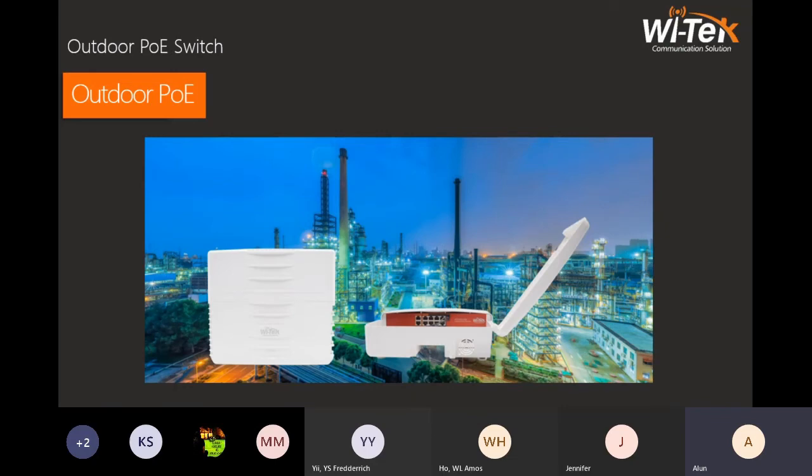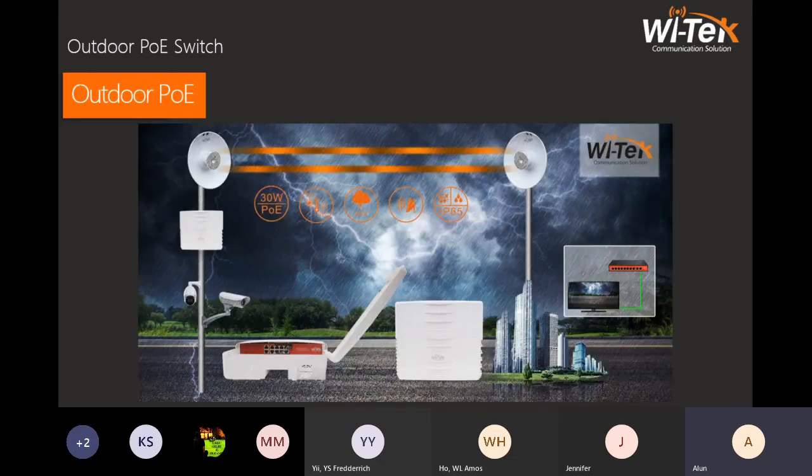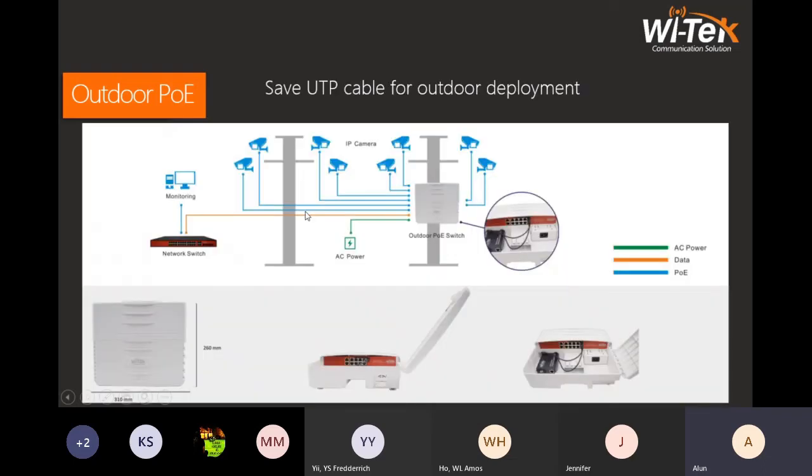And we also developed an economic outdoor PoE switch. The outdoor PoE switch is just like a switch, but it has a waterproof box, so it can be deployed on site. Even if it has a ring, it's okay. It also has a feature: it can save UTP cable for outdoor deployment, like in this picture. From your control room to your camera site, if you have 8 cameras, before you needed to deploy 8 cables, like 8 pieces of 100 meter UTP cable. But now, with the outdoor PoE switch, you just need to deploy one 100 meter cable and use 8 short cables, so you can save your UTP cable.